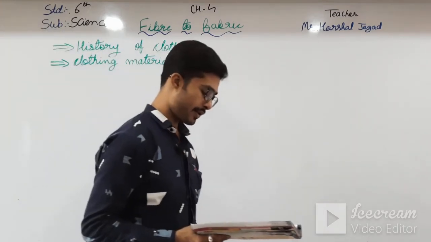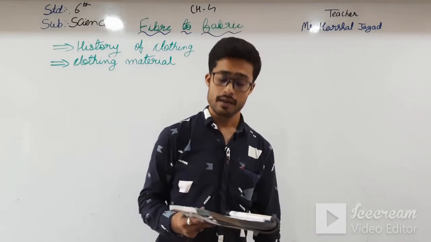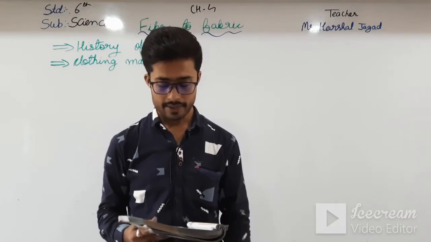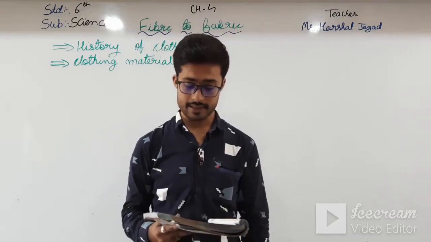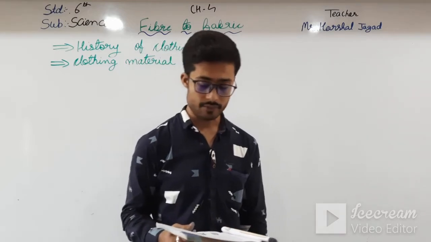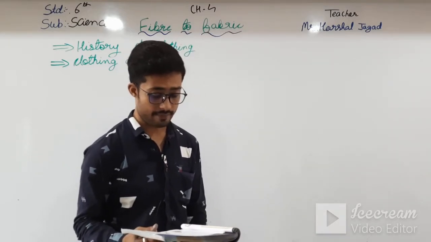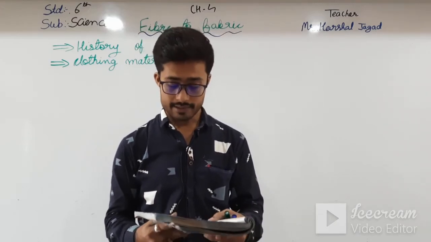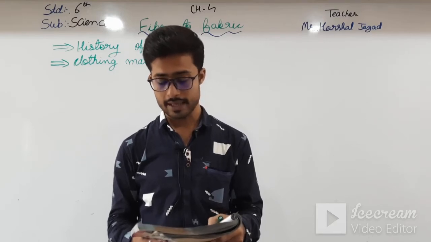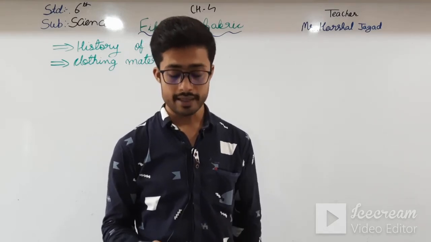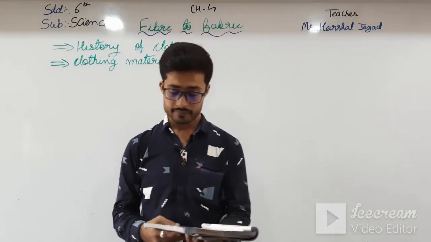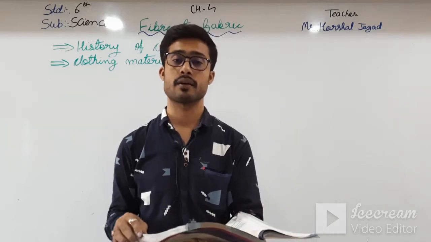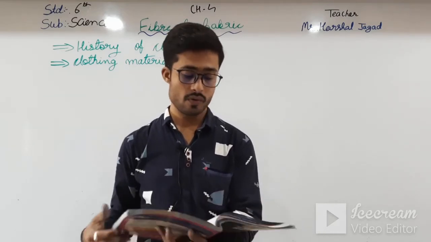Just like food and shelter, clothes are also necessary for us. They protect our body from heat, cold, and rain. They also protect us from insect bites. People wear different kinds of clothes based on different factors such as climate, occupation, lifestyle, and culture. You can see here people wearing clothes of different types. A figure is given over here.